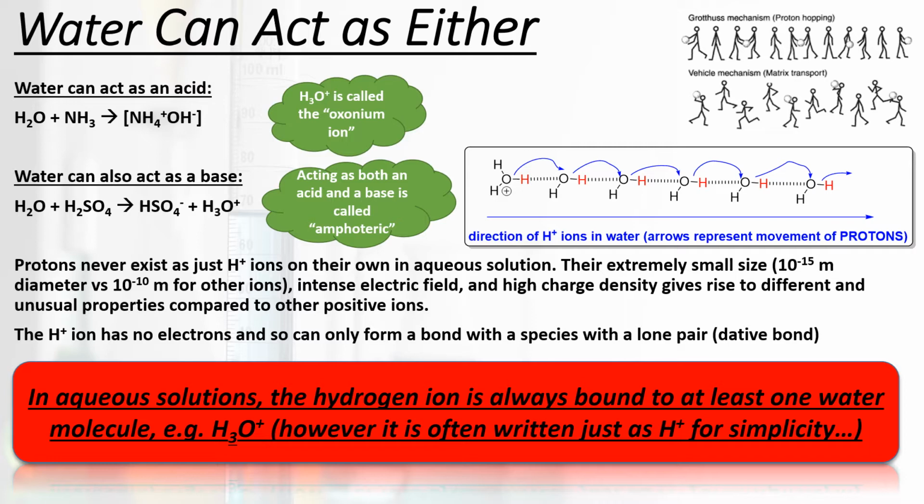One of the most striking differences is in the way that protons move in aqueous solution. So other positively charged ions, for example metal ions, the way that they move in a solution when we think about them conducting is they physically migrate, they physically move through the solution. However, protons don't do this because they're so small. They actually hop from one water molecule to the next. So there's actually no physical movement of that first H3O+ ion. It doesn't physically move.